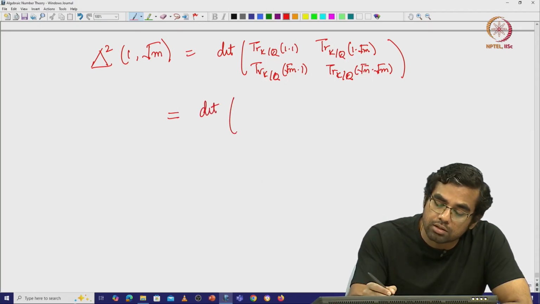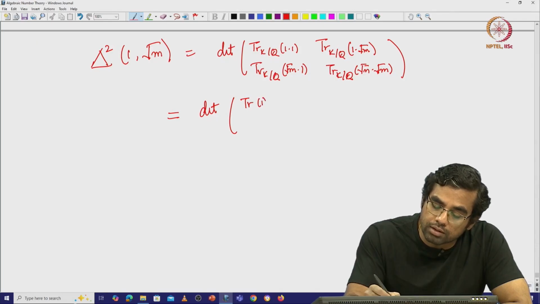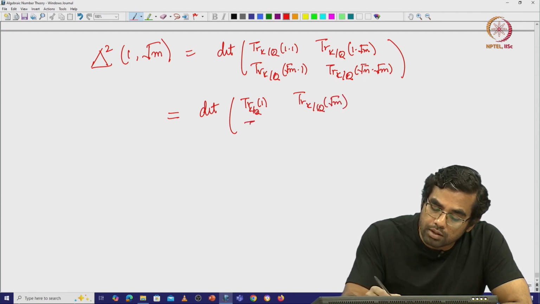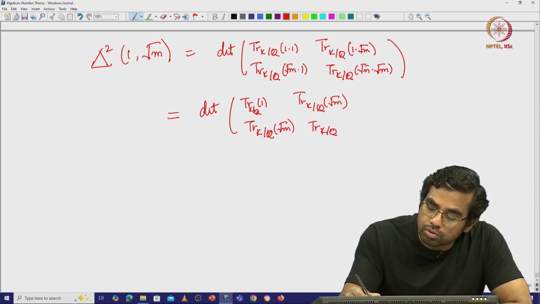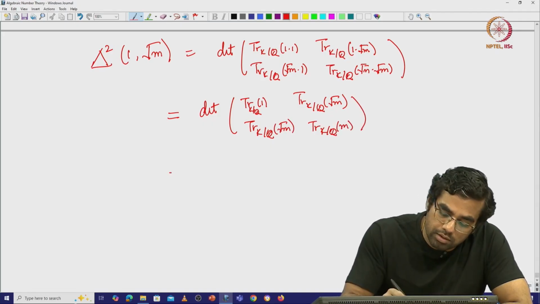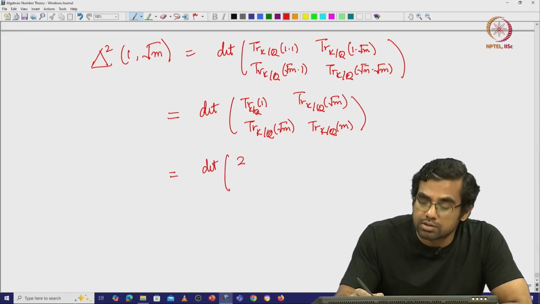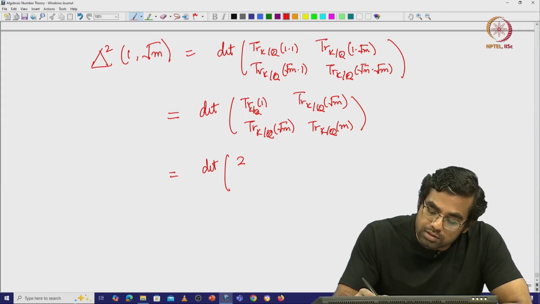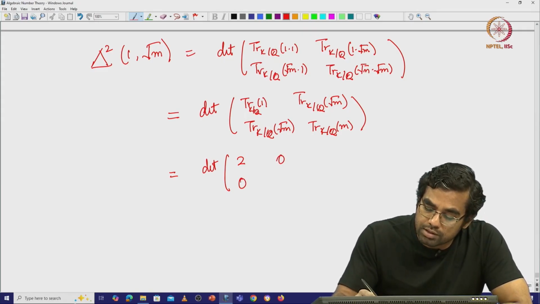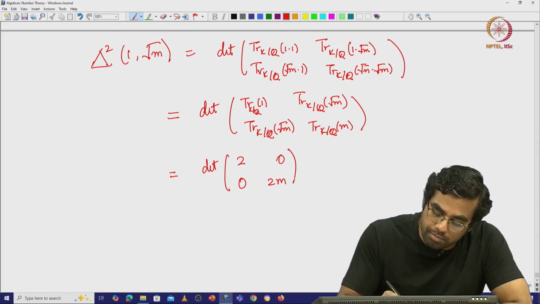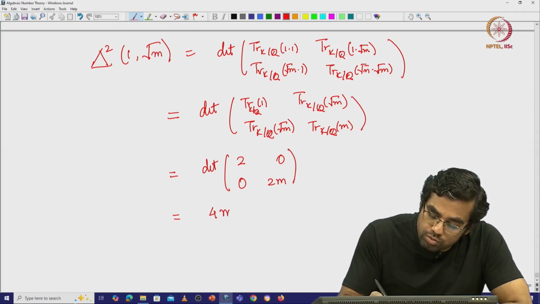This is the determinant of trace of 1. This trace is always from K to Q: trace of square root of m, trace of square root of m, and then trace of m. Okay. And so, if you look at what the definition of trace is, the first entry is 2, the second entry is 0, the third entry is 0, and the last entry is 2m. And so, the determinant is 2 times m.